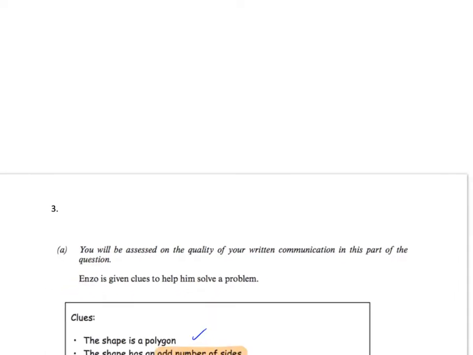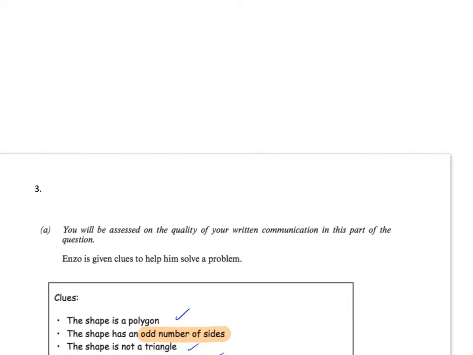So we're told that Enzo has a polygon. What does it mean to be a polygon? Just a shape, any shape. Triangle, could be a decagon which has got 10 sides, could be a dodecagon which has got 12 sides, could be a centagon which has got 100. Okay? So it's just a shape.